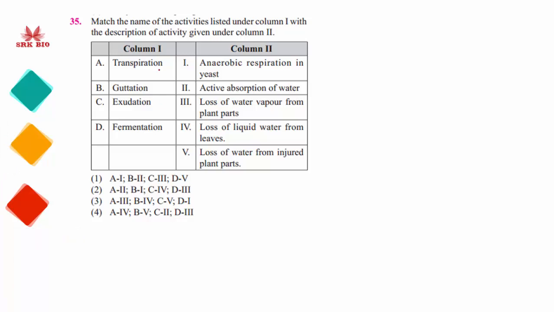Okay. So transpiration, what happens in transpiration? Transpiration is an unavoidable process. Here, the loss of water occurs in the form of vapor from the plant parts, especially the aerial parts, particularly leaves, because leaves contain minute openings known as stomata. So through the stomata and through the lenticels, transpiration occurs, and during transpiration the loss of water occurs in the form of vapor, and the correct matching is point number 3.